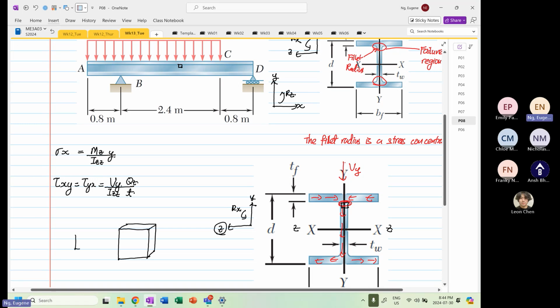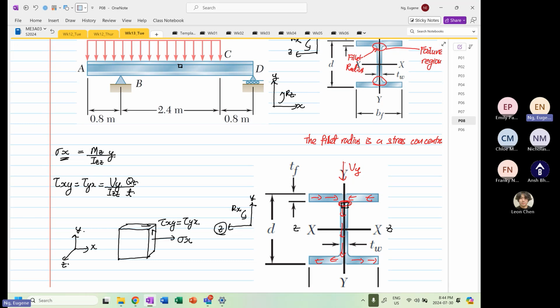So this is our X, Y, and then we're Z, right? So we know that we are going to have a what? Normal stress X, right? Because we have to calculate. And then we have our shear. So this is shear XY is equal to shear YX, and it's equal to Vy over IZZ multiplied by QZ over T. Okay. So that's how you have to view a problem. Okay, that's how you do it.